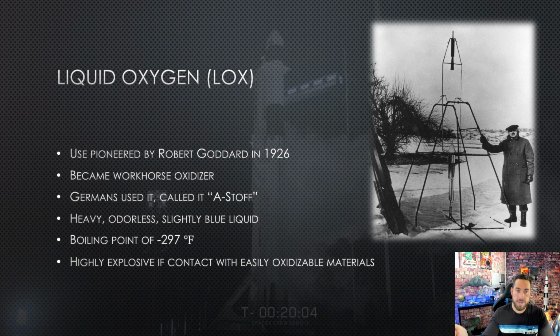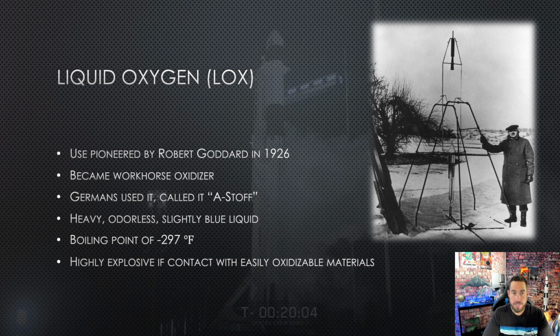LOX was first pioneered by Robert Goddard in 1926. You remember Robert Goddard and his orchard with the very first rocket that got launched, which was very cool. He had a lot of great success with it. Since then, it's become the workhorse oxidizer. Probably the vast majority of rocket systems today use liquid oxygen as their oxidizer.